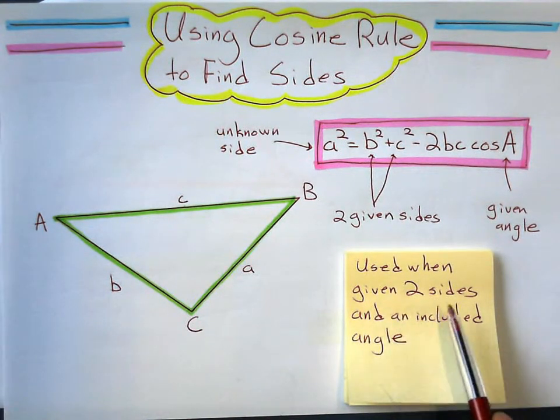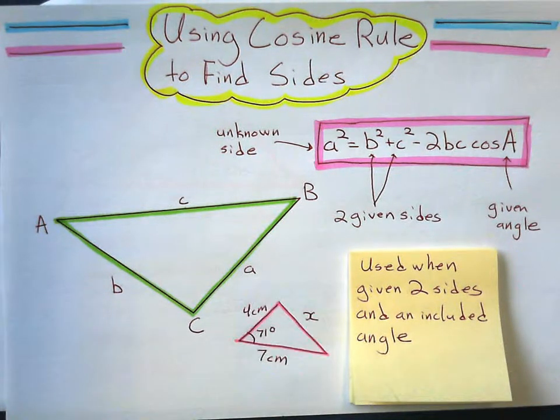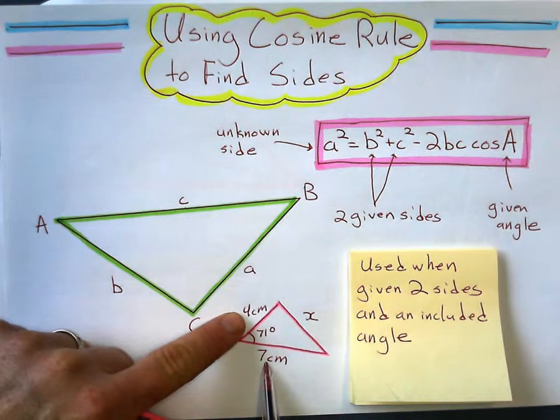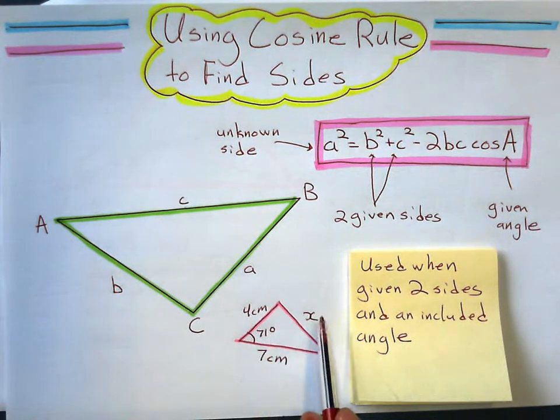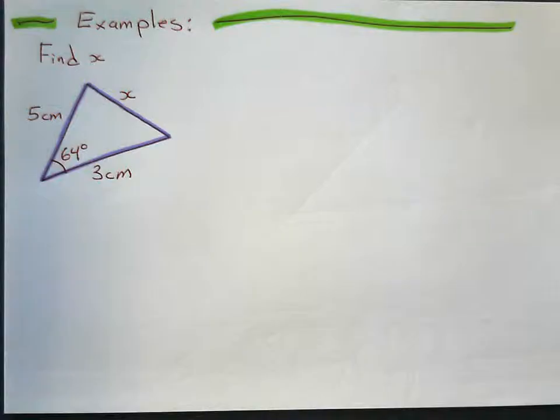And we use the cosine rule when we're given two sides and an included angle. An included angle is one that is in between the two given sides. So here's an example of when we'd use the cosine rule. When we're finding out a side, and we're given two sides, 71 is an included angle. So here this would be B and C, this would be angle A, and this would be side A. So we'll do some examples here.